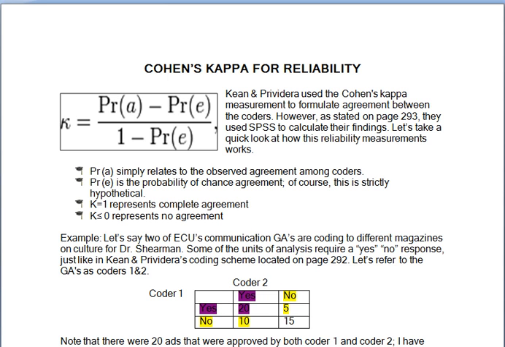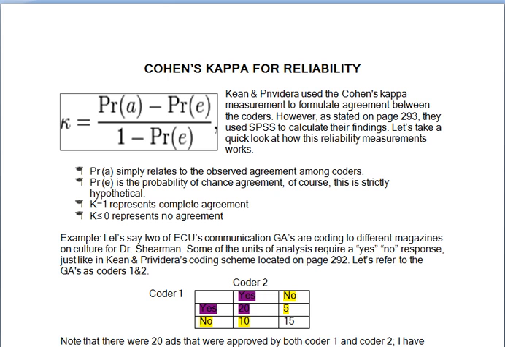Pr(A) simply relates to the observed agreement among coders. Pr(E) is the probability of chance agreement. Of course, this is strictly hypothetical. K equals 1 represents complete agreement, and K less than or equal to 0 represents no agreement.